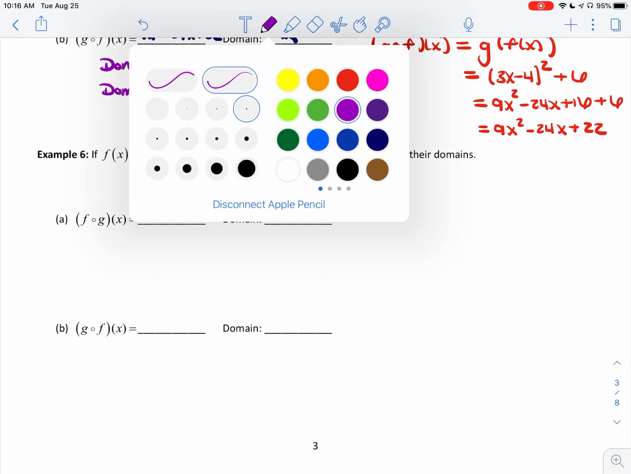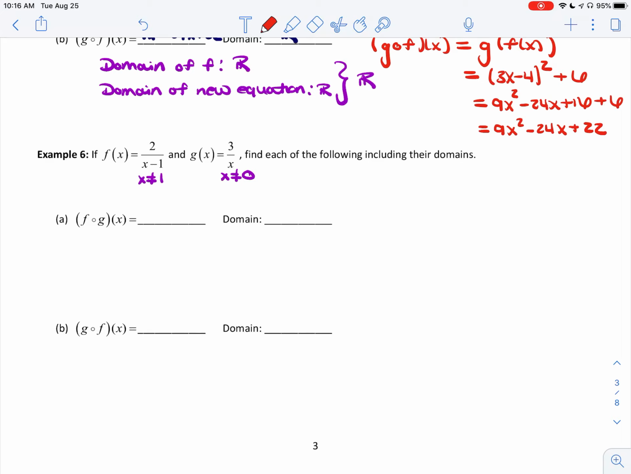All right, now let's find our compositions. So for part A, we're finding f of g again, which means we're plugging g into f. Okay, so plugging g into f. So this would look like 2 divided by, and then in place of our x, we're plugging in 3 over x, and still minus 1.